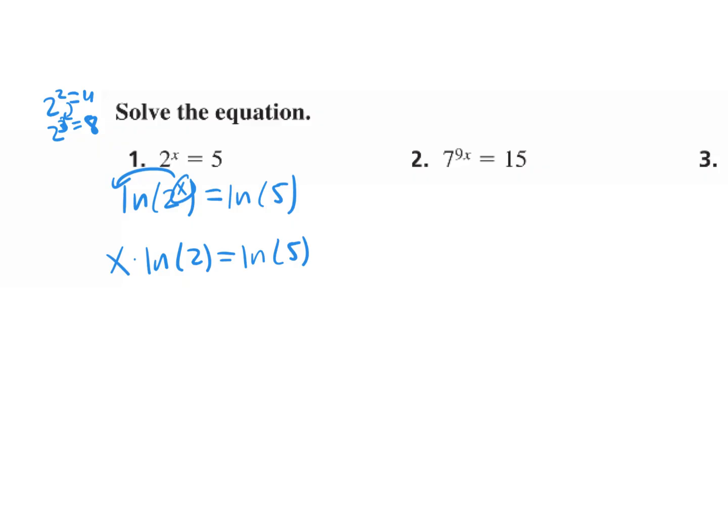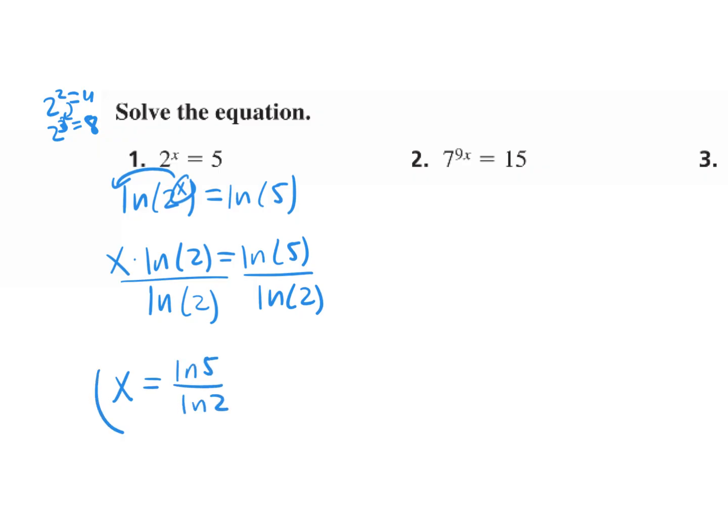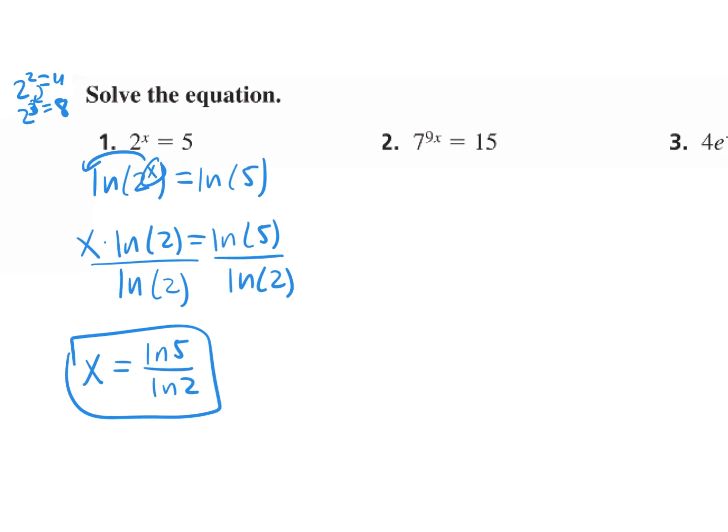So then what we can do is divide both sides by ln of 2, because ln of 2 is a number. If you put that in your calculator, you will get some strange decimal answer. So my exact answer is going to be ln of 5 over ln of 2. Now, for your decimal approximation, just plug this in your calculator. ln of 5 divided by ln of 2 is going to get you about 2.322. I'm going to say 3 decimal places is fine.